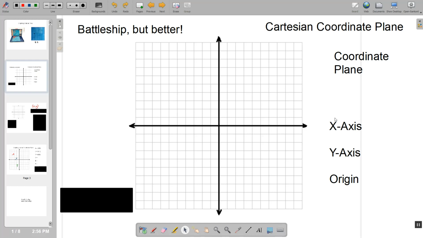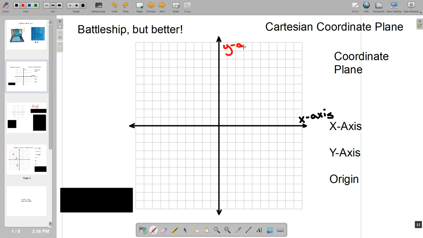The first one is called the x-axis. Well, there are 2 axes like this. We have the x and the y-axis. The x-axis is right here, the one that is horizontal, and the y-axis is right here.